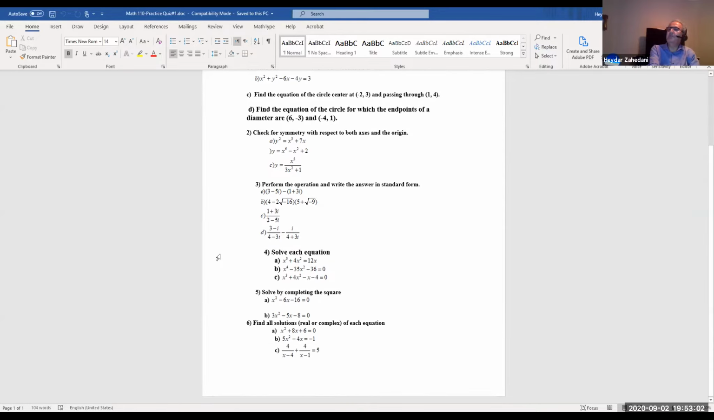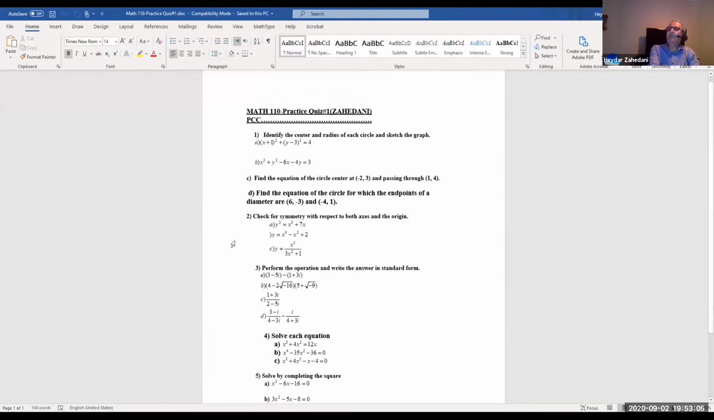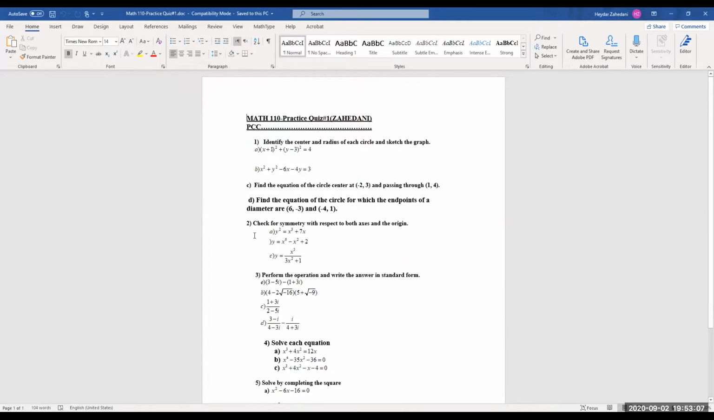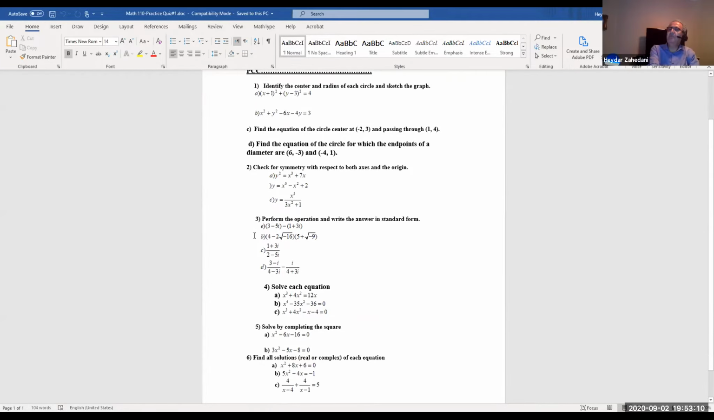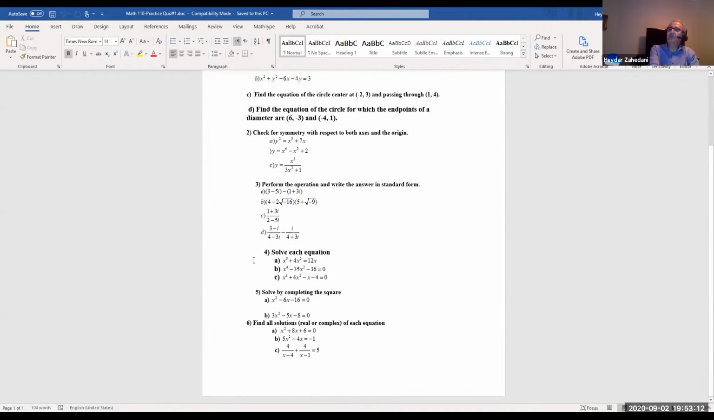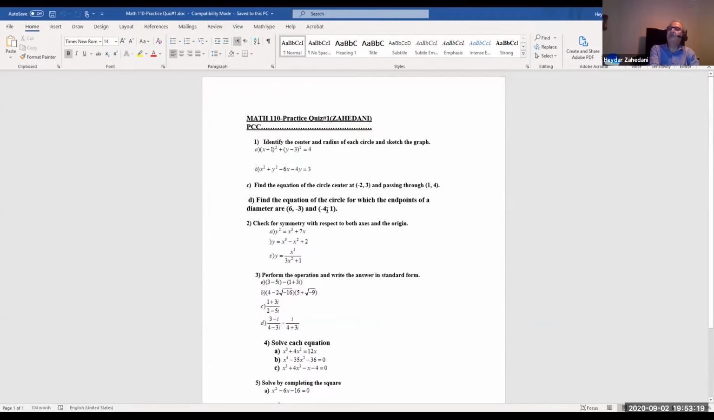So these are the topics that you got to know: the circle, symmetric property of the equation, complex numbers, solving all sorts of equations, completing the square method, and the quadratic formula. Okay, so I'm going to go over this one, practice quiz number 1. You have a similar one, take-home quiz number 1, which is going to be yours. Okay, so let's go back to my notebook and I follow that quiz.